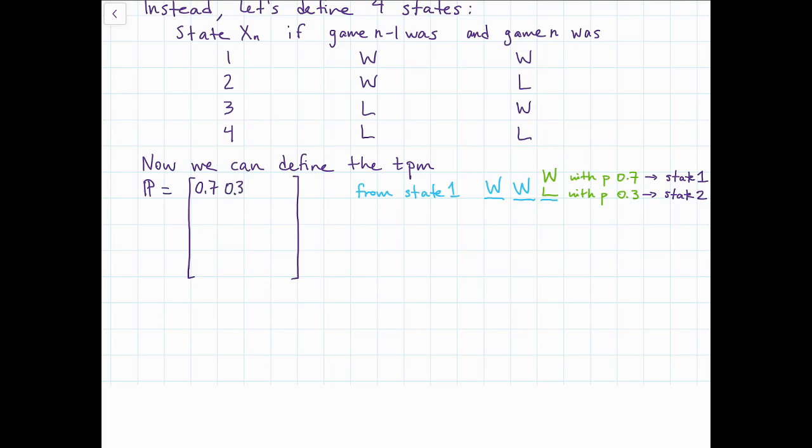0.7 for P11 and 0.3 for P12. But the rows sum to 1, and they're all non-negative, so that means the last 2 elements in that row must be 0. Think about that for a second. It's not possible to go directly from state 1 to state 3 or 4 after a single additional game. Why is that? If you tried to go from state 1 to state 4, let's say, going from a 2-game winning streak to a 2-game losing streak, it cannot happen in a single game. So that's why that term is 0.